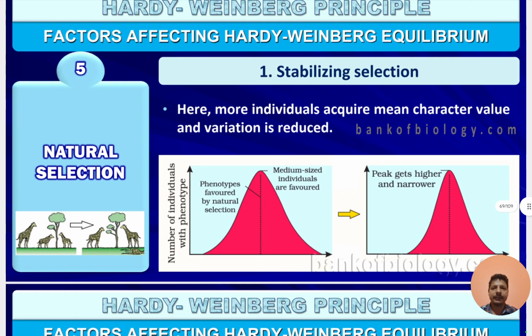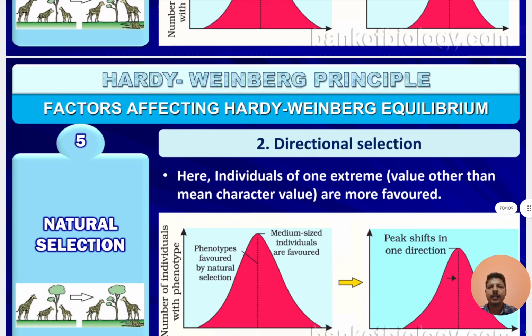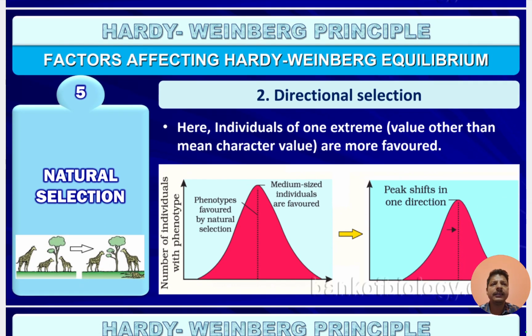First of all, stabilizing selection. Here, more individuals acquire the mean character value and variation is reduced. Here you can see the number of individuals with phenotypes favored by natural selection; medium-sized individuals are favored, and the peak gets higher and narrower. Then directional selection. Here individuals of one extreme value, other than the mean character value, are more favored, where you can see the peak shifted in only one direction.